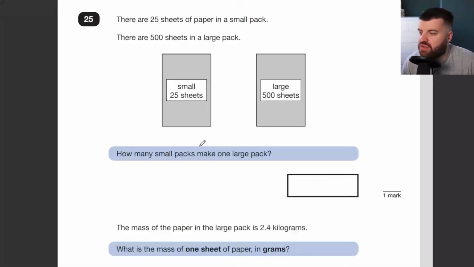Okay, next one, question 25. There are 25 sheets of paper in a small pack. There are 500 sheets in a large pack. How many small packs make 1 large pack?